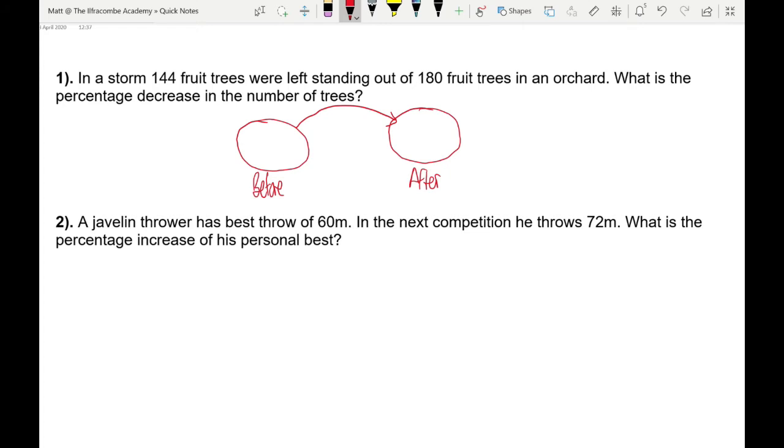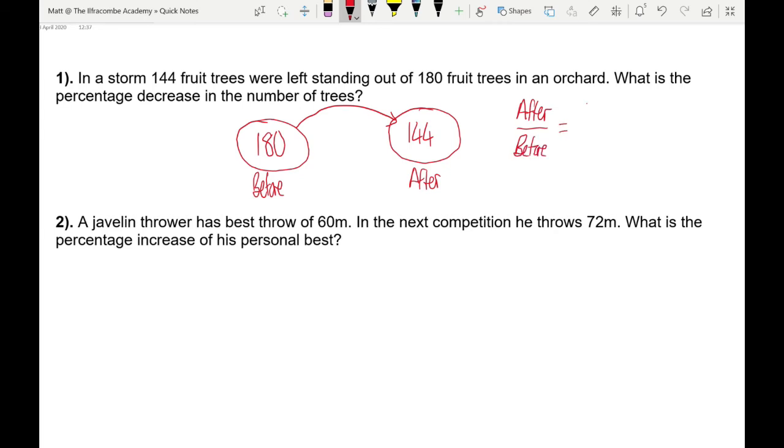So in this first case, I've got 144 trees left standing out of 180 fruit trees to start with. So which is my before and which is my after? This is the only mistake we could possibly make, getting it the wrong way around. There were 180, they're now 144. To work out the multiplier, I always do the same calculation. It's the one we've done several times already. It's after divided by before.